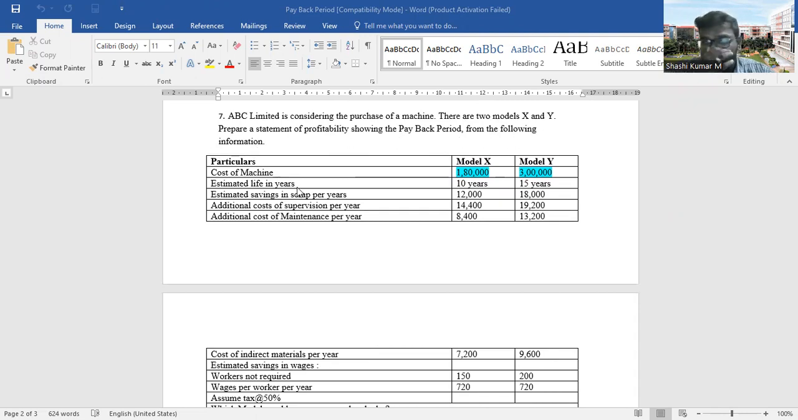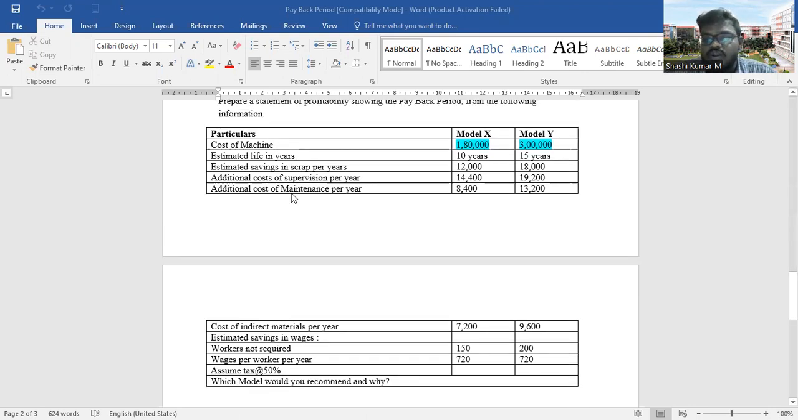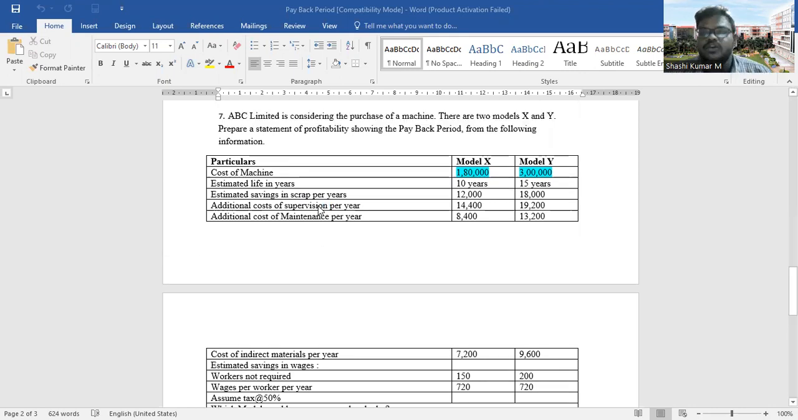They have given the cost of the machine, the savings, as well as the expenses towards that machine. Using this, we have to find out the payback period. First, we have to see whether the cash flow is even or uneven. They have given details about 1 year only, which means it is an even cash flow, when there are no cash flow changes.